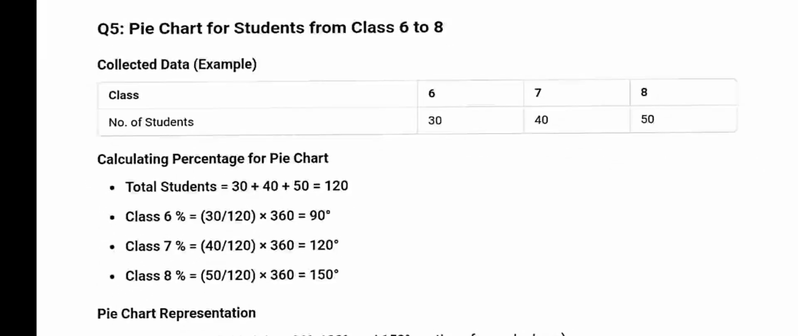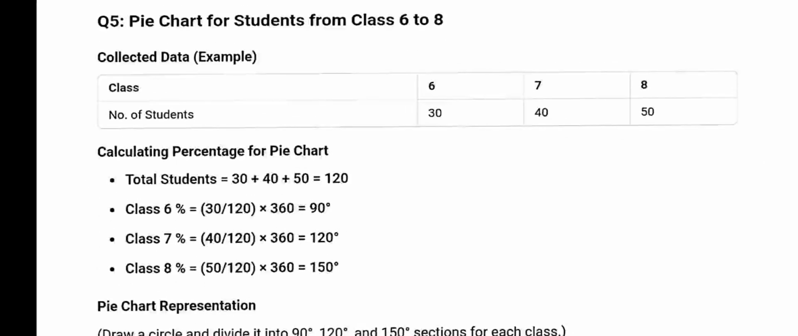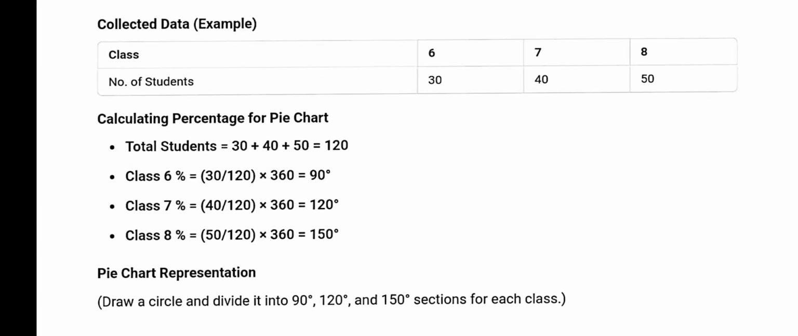Q5. Pie chart for students from class 6 to 8, collected data. Example: class and number of students: class 6 has 30, class 7 has 40, class 8 has 50. Calculating the percentage for the pie chart. Total students is equal to 30 plus 40 plus 50 equals 120.